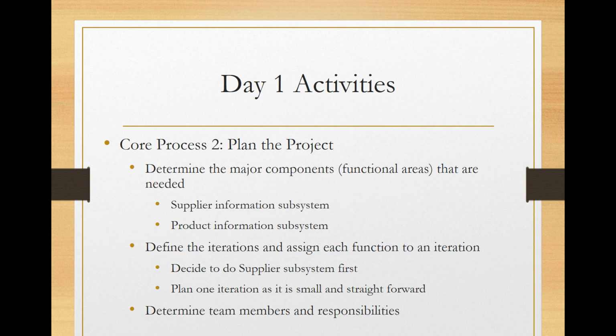And then we look at what's going to happen with all of these different activities. So notice, remember, we're in 6 days. So 6 days for this part of the project. So we're going to say, what are the major areas? So we know we need 2 areas, a supplier and a product information.